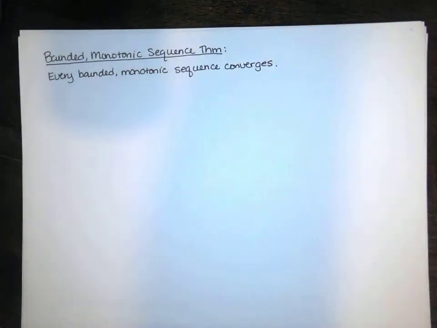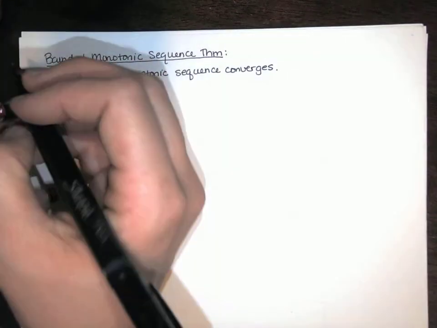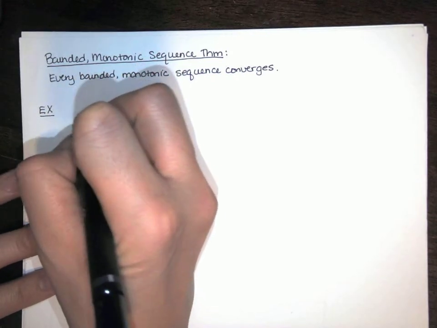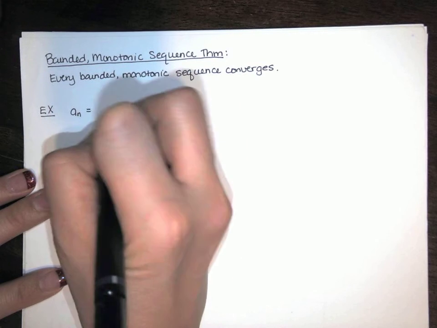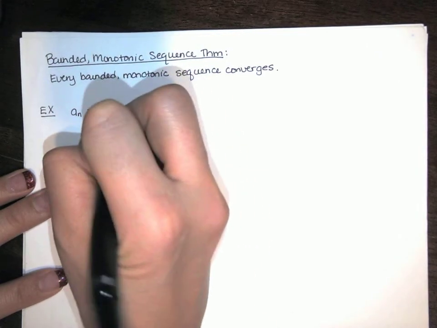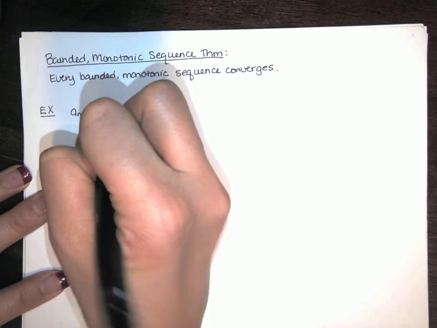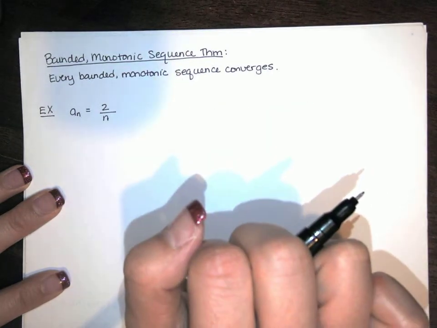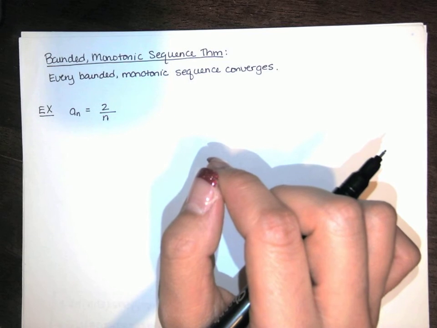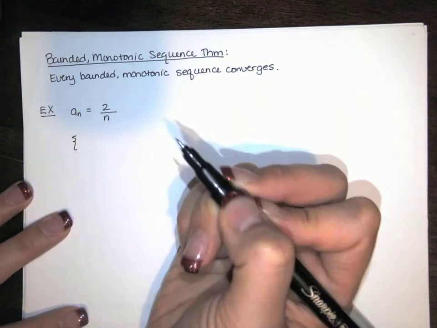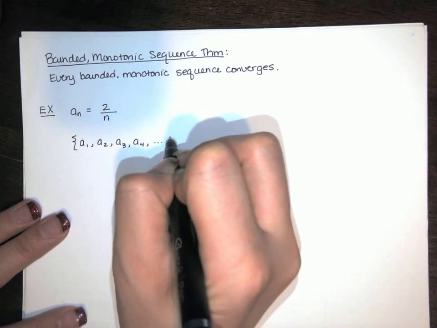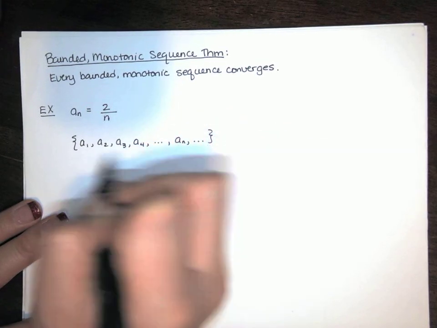Okay, so let's do an example with this. Let's say you have a sub n equals 2 over n. Very simple example. The question is, is it bounded and is it monotonic? Well, first of all, let's talk about whether or not it's bounded. It might help to get some intuitive sense of what's going on if we start listing a sub 1, a sub 2, a sub 3, a sub 4, and so on, at least at the beginning of our sequence.